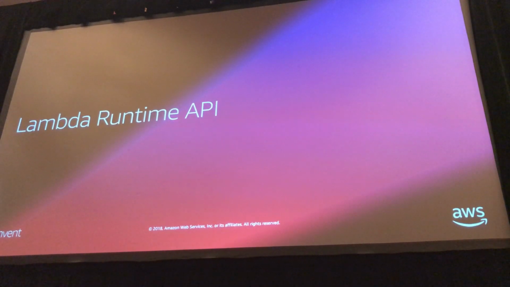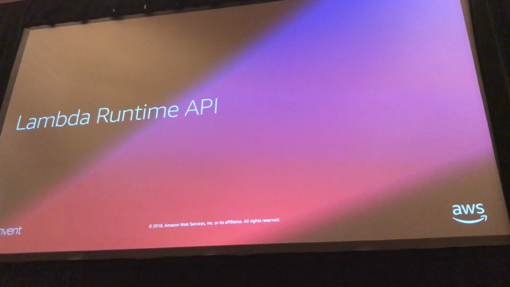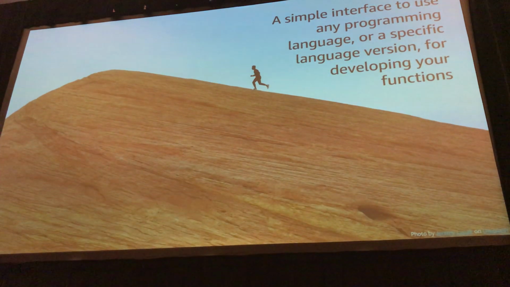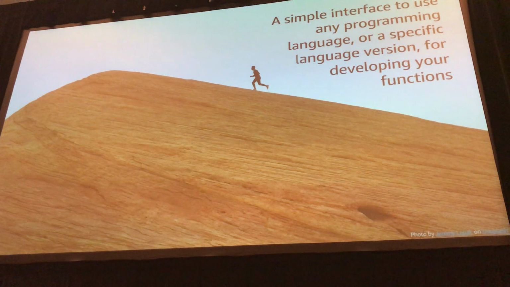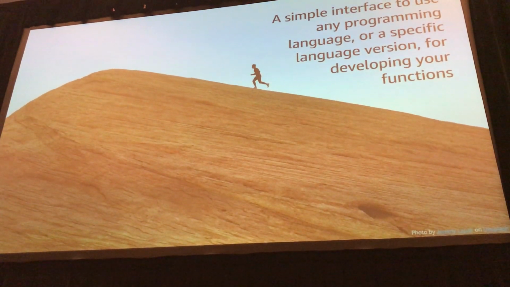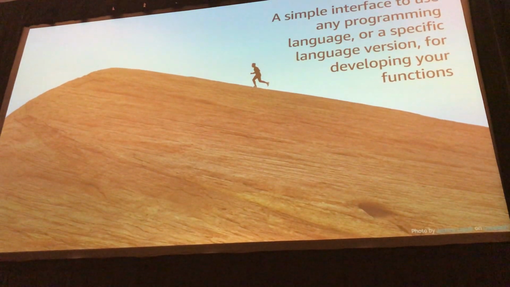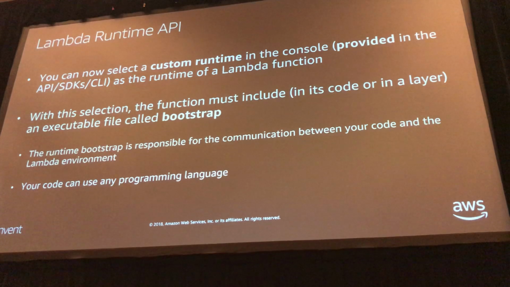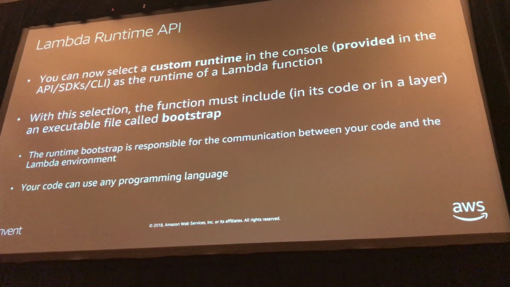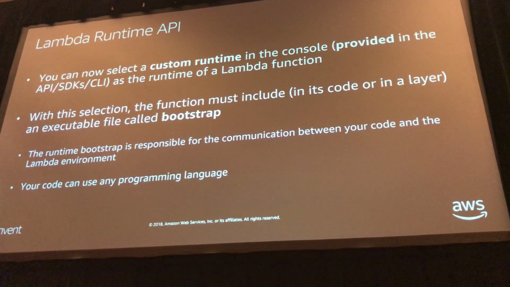Let's move on to the runtime API. This is slightly different, but runtimes use layers to be distributed. The runtime API is the way you can use any programming language and bring any specific version, for example, of a runtime that we don't have on Lambda. Now in the console, when you have the list of runtimes, you can choose a custom runtime. And by custom runtime, we mean a runtime that we don't manage.